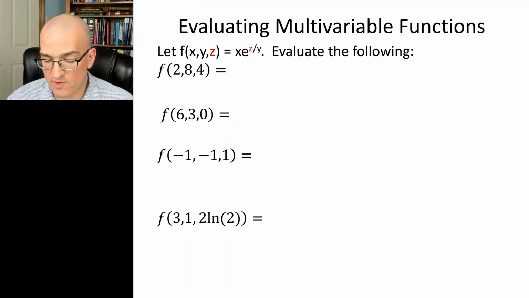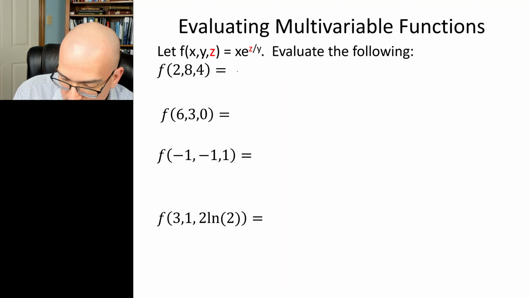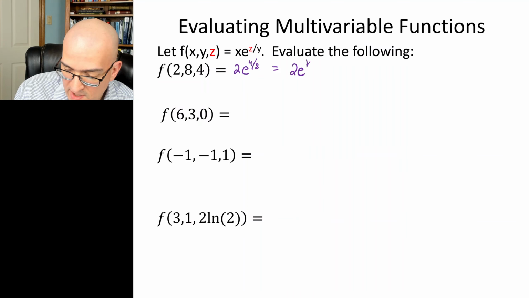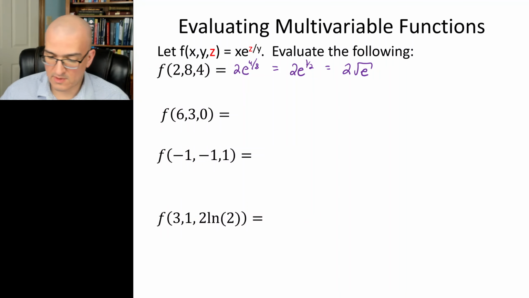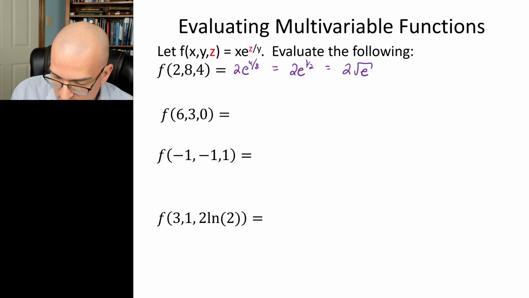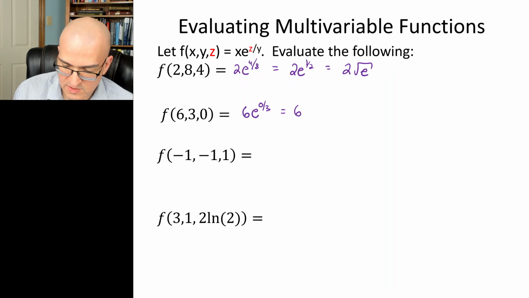So for this f of 2, 8, 4, x is being replaced by 2, y is being replaced by 8, z is being replaced by 4. So when we do that, we're going to have 2e to the 4 divided by 8, which is 2e to the power 1/2, which is 2 times the square root of e. Next one, 6, 3, 0. So we have 6 times e to the 0 divided by 3. 0 divided by 3 is just 0. So 6e to the 0. Anything to the power of 0 is 1. So 6 times 1, we get 6.